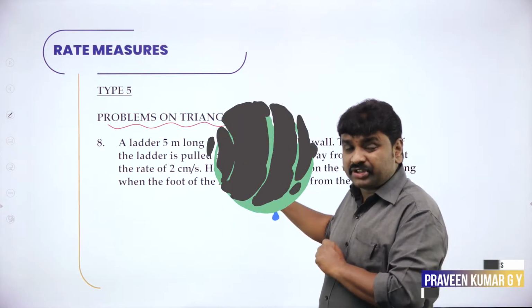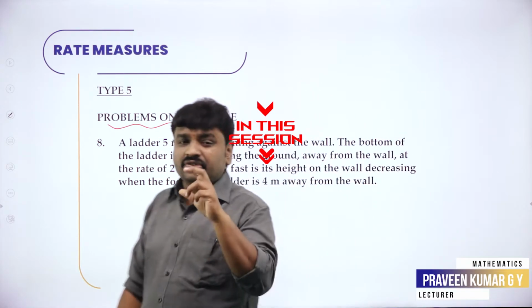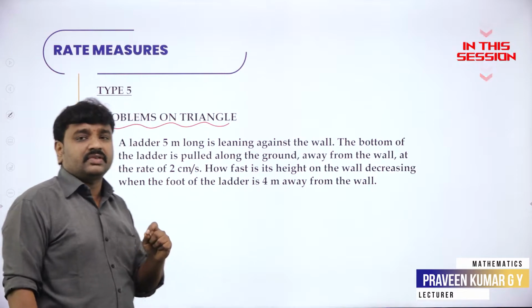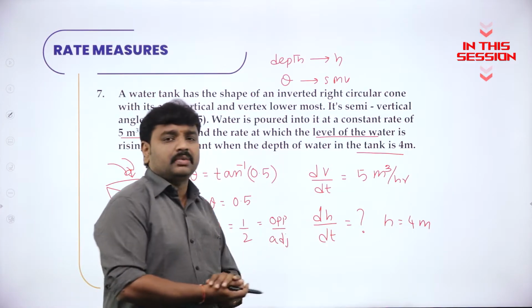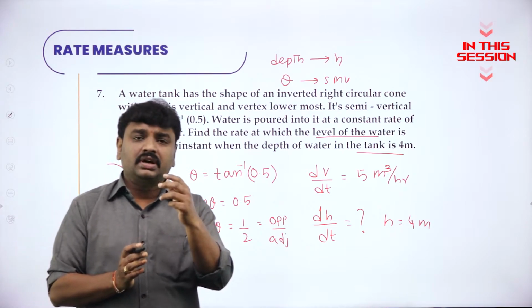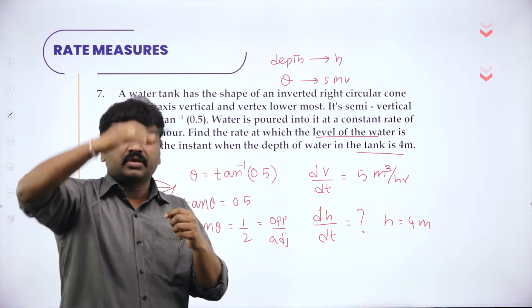This is a problem which helps you analyze that any situation we can convert into a differential equation and we can do rate measures. They want dH by dt, like the last problem, but they are not using the word depth or height. They are using level of water. Level of water means height of water.